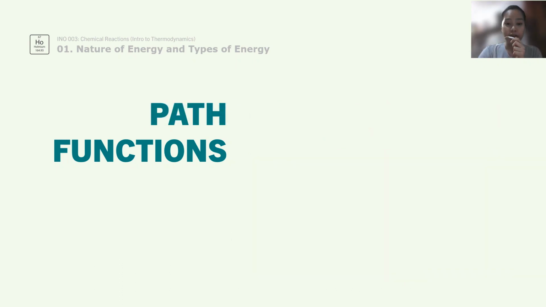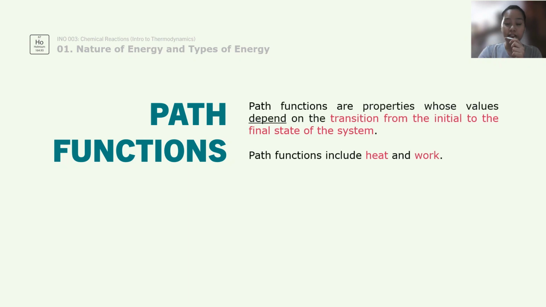Path functions are the opposite of state functions. These values depend on changes during the transition from initial to final state of the system. Path functions include heat and work.